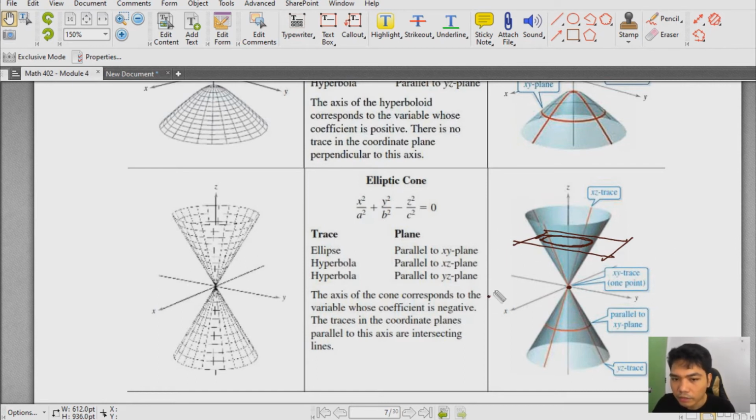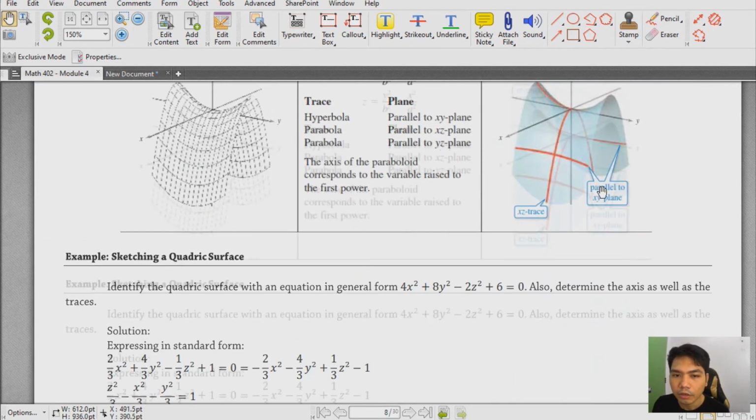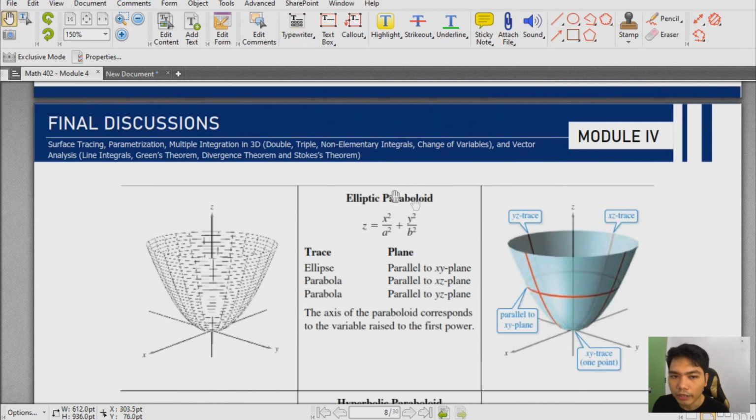So, sabi dito, the axis of the cone corresponds to the variable whose coefficient is negative, same lang ng hyperboloid of one sheet, and then the traces in the coordinate planes parallel to this axis are intersecting lines. So, don't worry, hindi ko naman kayo ipapag-drawingin ng mga ganyang quadric surface. So, usually, ang mga kasama lang dyan kung may exam is determine if this is a hyperboloid of one sheet or classify siguro yung equation. So, ganun lang naman. And then, we're down to the last two and the elliptic paraboloid.